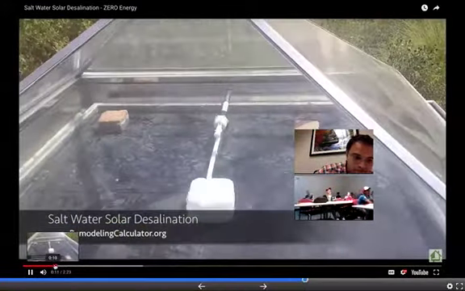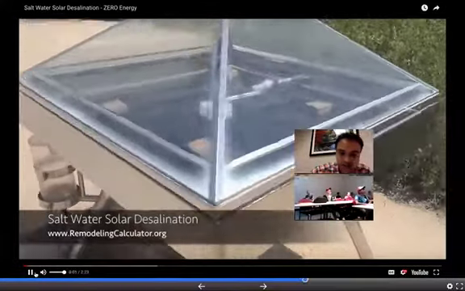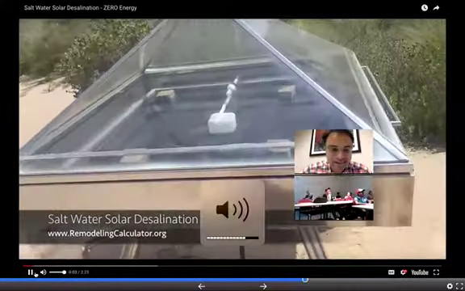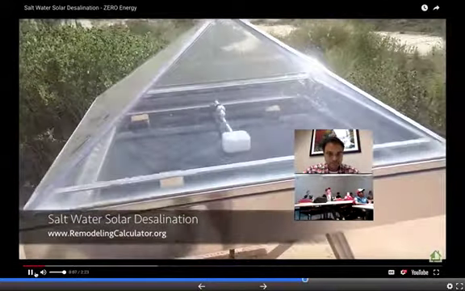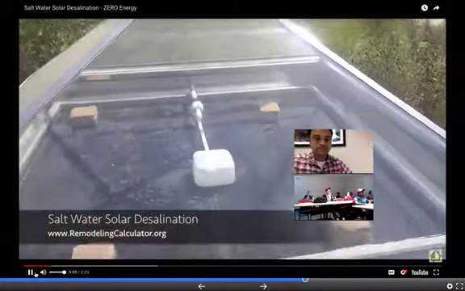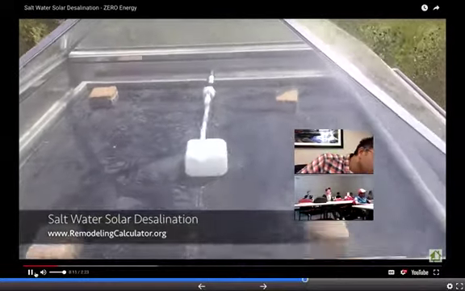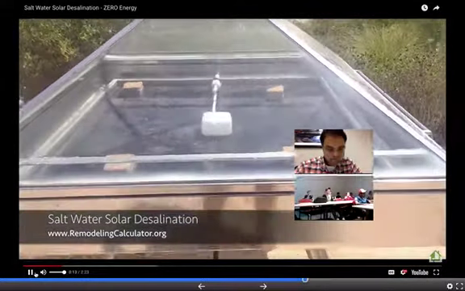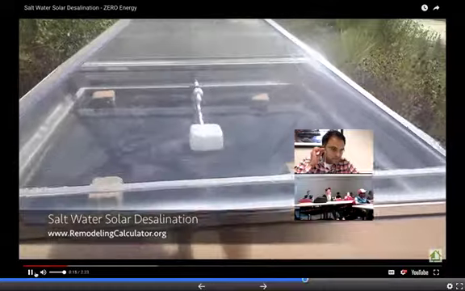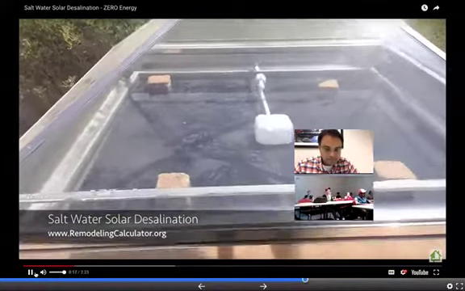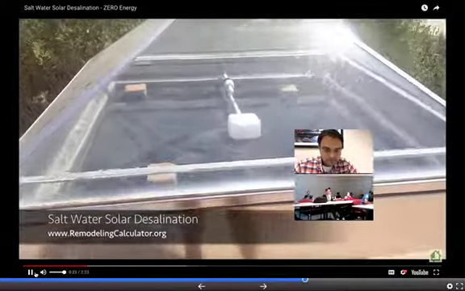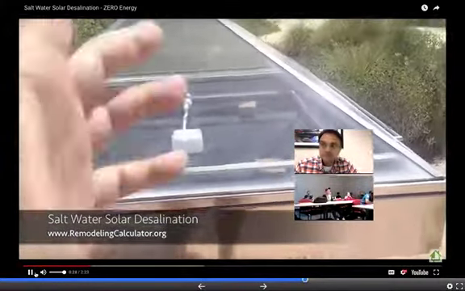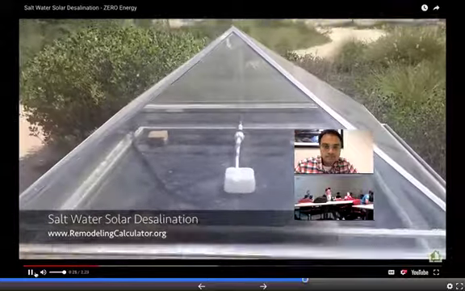Solar Village, and here's an example of a very simple, very primitive desalination facility that can be used to remove salt from ocean water or seawater, and also to clean dirty water. And this is completely free except for the cost of the actual equipment.